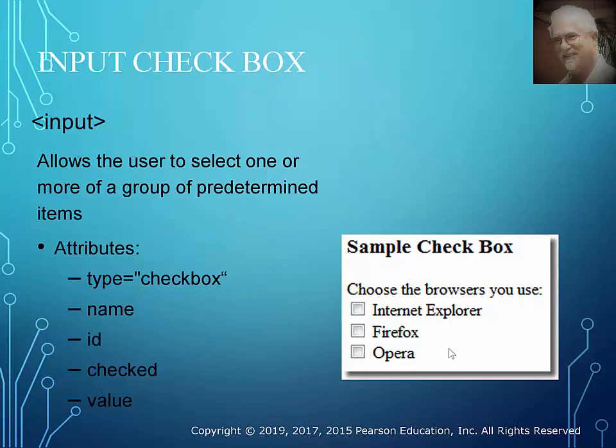Checkbox. You've seen these before. Has name, ID, checked, whether it's checked initially or not, the value, what information is passed forward. Each checkbox is a separate item. So you're going to have each one for Internet Explorer, one for Firefox, one for Opera.